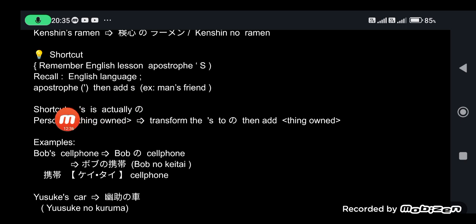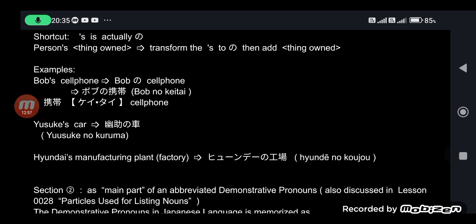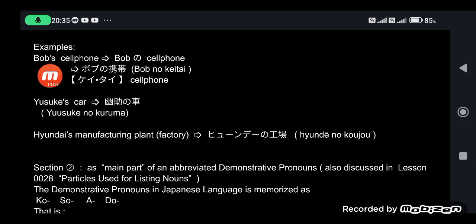And then, okay, we already discussed that apostrophe s is actually replaceable by the no. So the format, or pattern, is the person, the owner, and then apostrophe s, then add no, and then add the thing being owned by the person. And some few examples. Bob's cell phone. Cell phone is keitai. So applying the shortcut, Bob's cell phone, Bob no keitai.